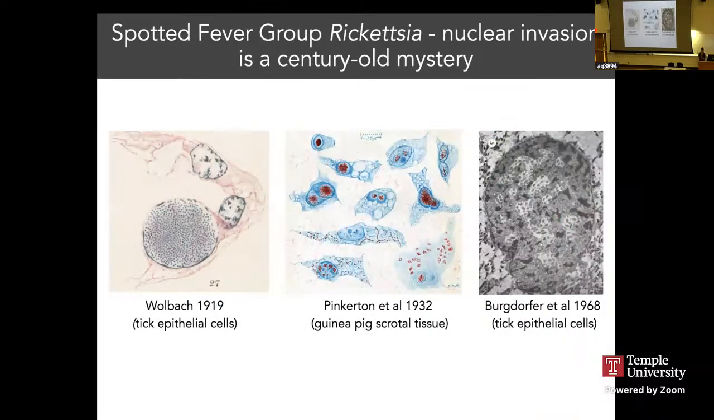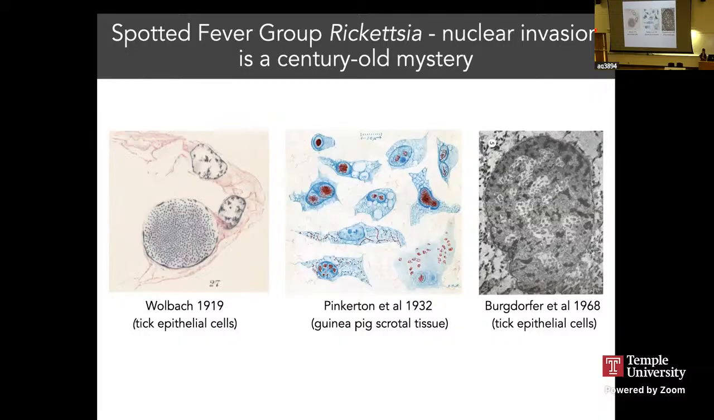So back in 1919, Wolbach first described this. You can see a drawing here on the left of a tick epithelial cell with this enlarged nuclei with a bunch of bacteria inside of it. And then we've seen this across many other different types of mammalian and tick cells. And it was for a very long time too a diagnostic. You could use this to say if you had a spotted fever group infection versus a typhus group infection. So we knew it existed, but we didn't actually understand how it was happening.